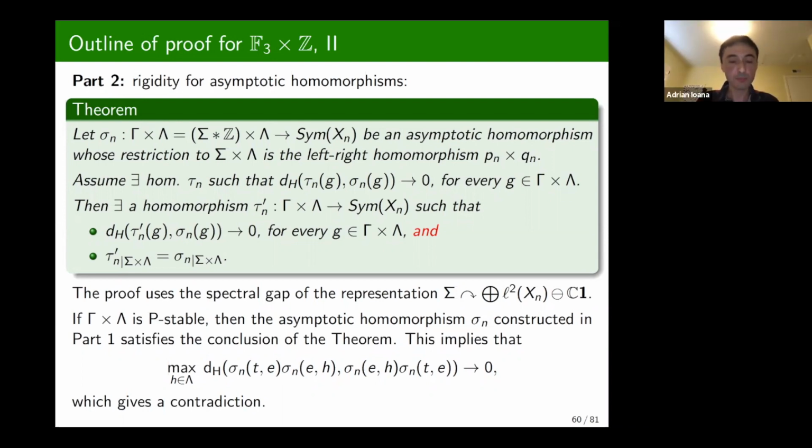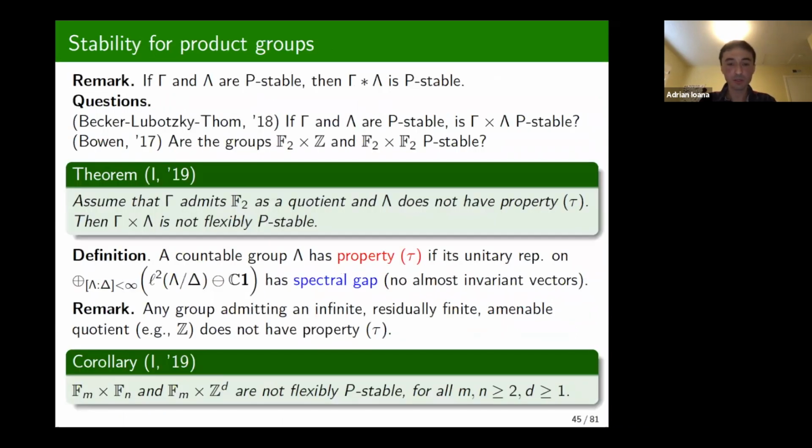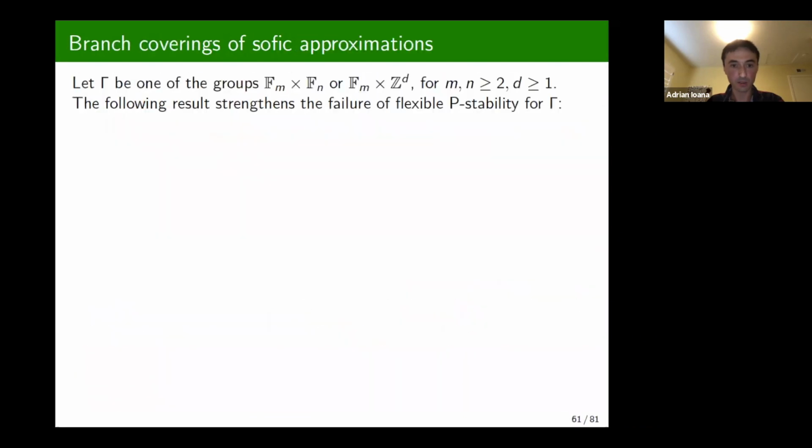So let me tell you a little bit more about them. I guess maybe I should go back for a second at least. I will show a strengthening of these theorems for certain groups, and then tell you a little bit about some more recent work from this summer. Again, this theorem says that if gamma factors onto F2, and lambda factors onto the integers, then gamma times lambda is not flexibly p-stable. Let me now show you the strengthening of that.